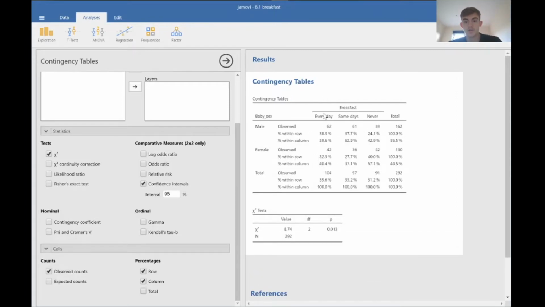Here, of those mothers who had breakfast every day, 59.6% of the babies born were male. So you can see that the hypothesis is favored here. Again, in some days this is higher, more males were born. However, for the ones who never have breakfast, we can see the females are favored. So we can already get some idea of whether our hypothesis is correct, and this is going to be our descriptive data. So here we're going to write something like 59.6% of the babies born were male of those mothers who had breakfast every day, and then we put an n of 104 for the babies born here.